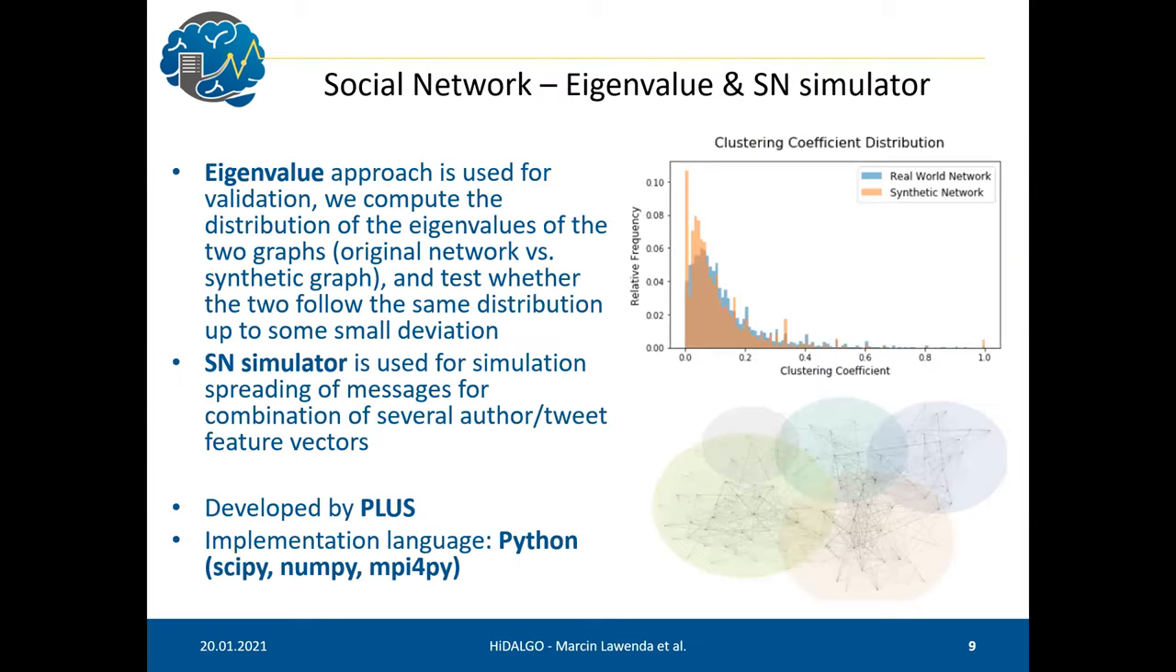The other application is basically two applications, because in the case of the social network, we have two of them. The Eigenvalue is used for the validation, because in the first step we need to generate a synthetic network, and in order to compare it with the real one, we need to have a dedicated application for that. This is the Eigenvalue, the comparison. The second one, the simulator, is used for the simulation of spreading messages. This is exactly the simulator we are using for computing and seeing how this phenomenon behaves. Both applications are developed by the partner in Python.